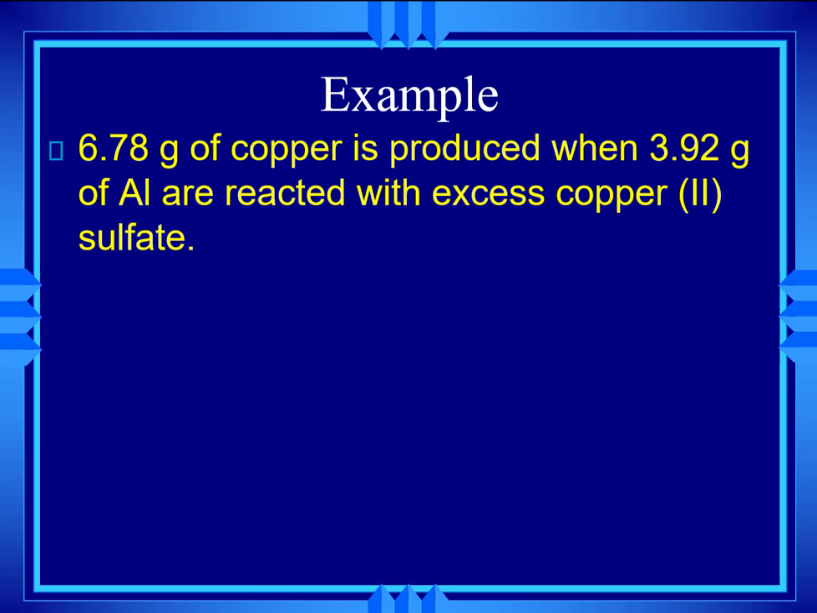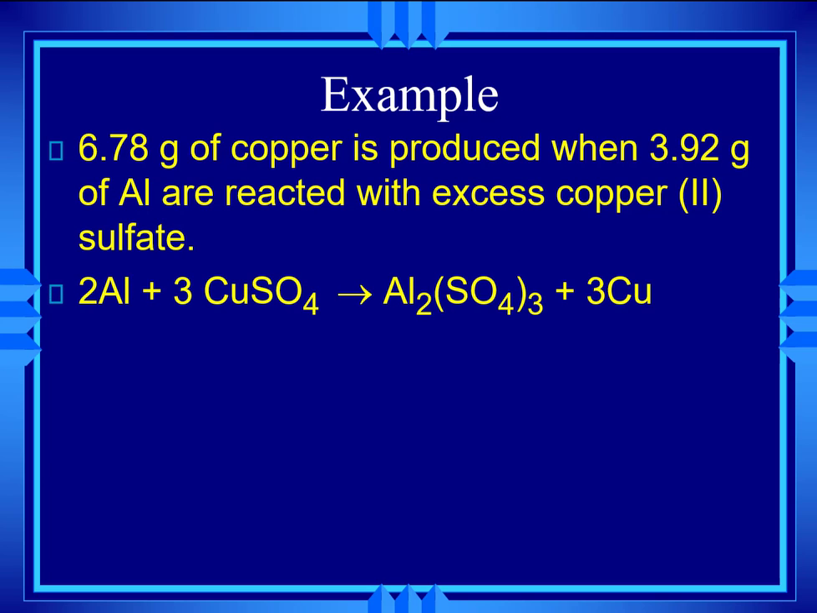6.8 grams of copper is produced when 3.2 grams of Al are reacted with excess copper 2 sulfate. Oh, let me be really nice. There. I wrote the balanced equation. That's aluminum plus copper 2 sulfate makes aluminum sulfate and copper.